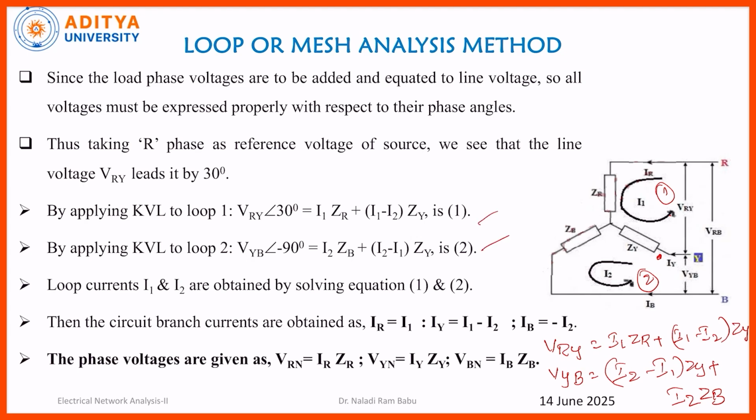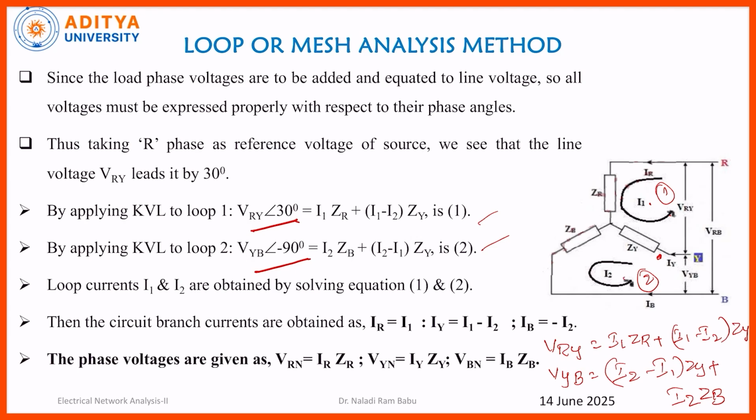These two KVL equations are shown here. Here they have given a phase difference, at an angle of 30 degrees and minus 90 degrees, because both should have a phase difference of 120 degrees. So for that purpose, an angle of 30 degrees and minus 90 degrees have been considered over here. And also the loop currents are I1 and I2.